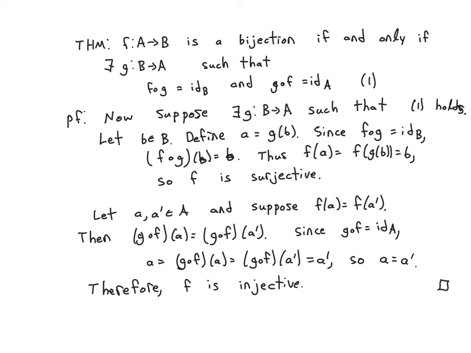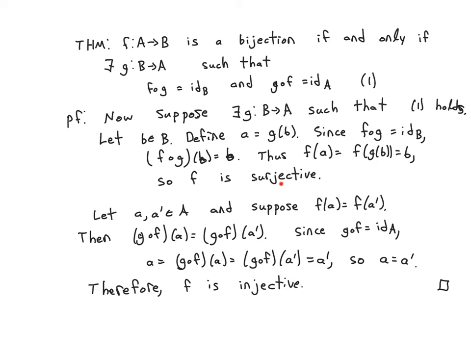Now we need to prove the other direction of an if and only if statement. Suppose that we have an inverse. I'm going to label these equations as 1 because we're going to use them. Suppose we found a function from B to A such that these two equations hold. We want to prove that f is a bijection. So we need to show it's surjective and injective.